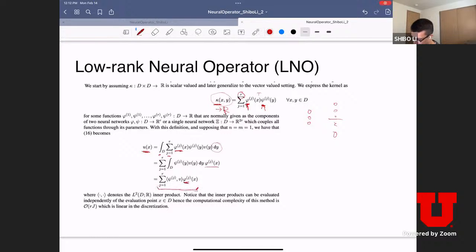This is the neural network, but this term is very interesting. It's not depending on x. It's actually global, an inner product of two functions. It's not depending on the particular value of x. So you can compute it offline and reuse it again and again. And so the complexity of this one is big O of R J.